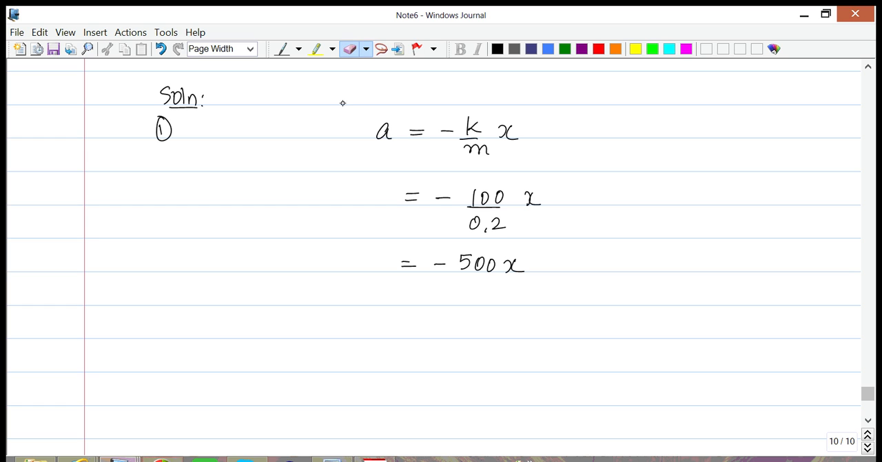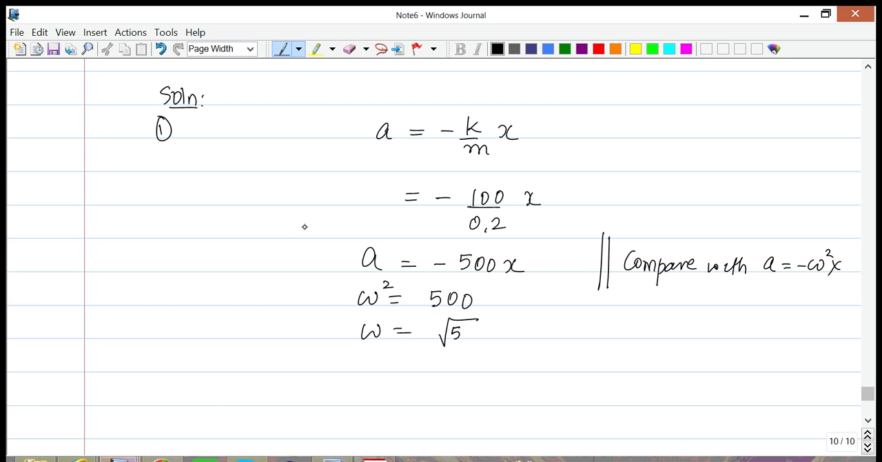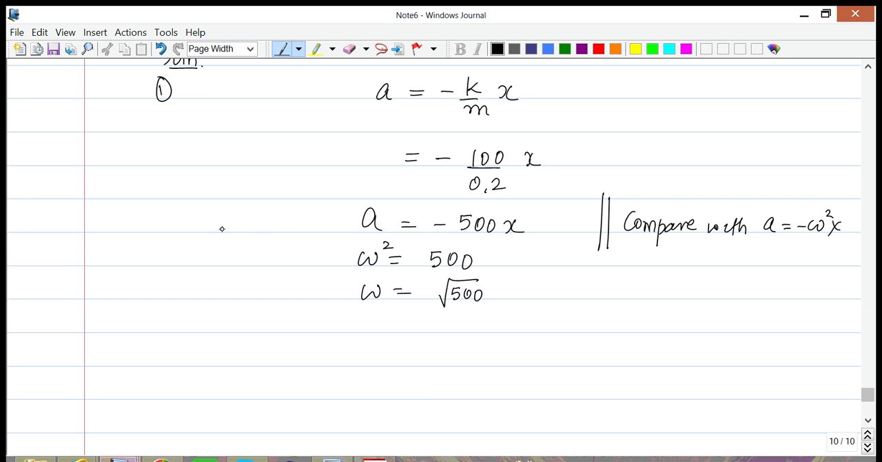Now as soon as we have this equation, a equals negative 500x, we can immediately identify what our omega is. Omega squared is going to be equal to 500. Remember, the common mistake people make is they put the negative signs there. Don't put any negative signs. Compare with a equals negative omega squared x. So when you compare it, omega squared happens to be 500. This gives us omega is the square root of 500. As soon as I know omega, I can find my frequency. Frequency is omega divided by 2 pi, which is equal to square root of 500 divided by 2 times pi. So we have the frequency.